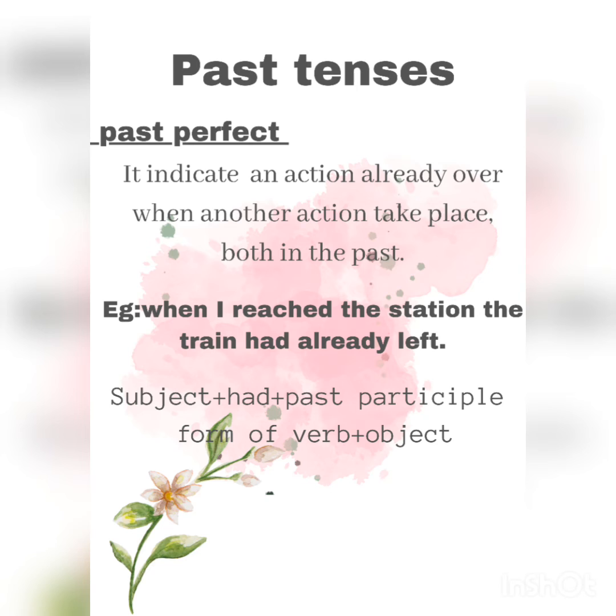Next one is past perfect. The form of past perfect is subject plus had plus past participle form of verb plus object. For example, when I reached the station, the train had already left. It indicates an action already over when another action takes place, both in the past.